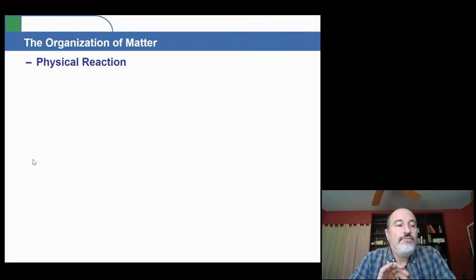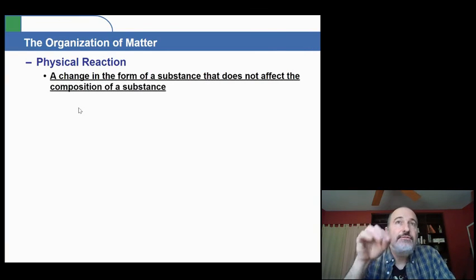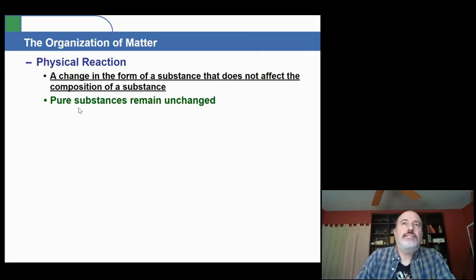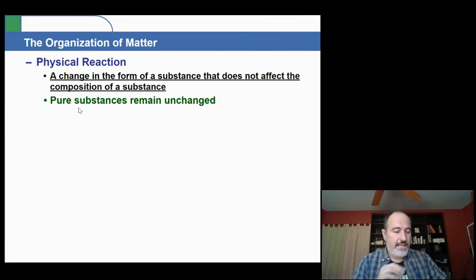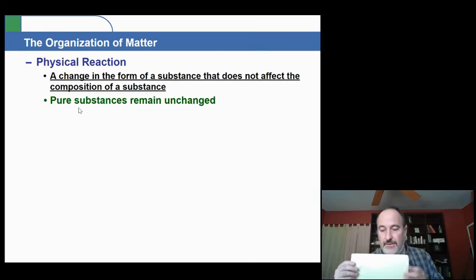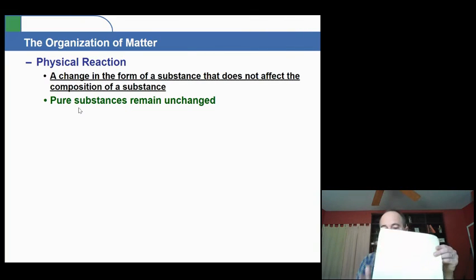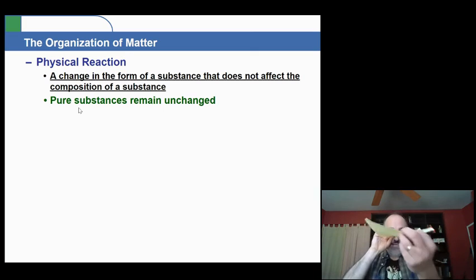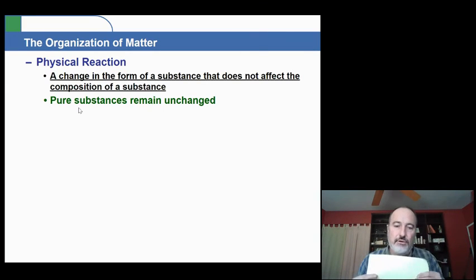And then the final one is physical reactions, okay? A physical reaction is a change in the form of a substance that does not affect the composition of a substance. In other words, the pure substances remain unchanged. Now, if I take a piece of paper, for example, all right? So let's say I have this piece of paper right here. This piece of paper has certain physical properties. It has a length, it has a width, it has a color, it has a height, and so forth. These are all physical properties. It's flat, it feels smooth, and so forth.